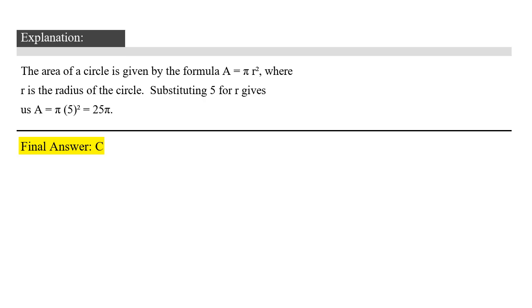The area of a circle is given by the formula A = πr², where r is the radius of the circle. Substituting 5 for r gives us A = π(5)² = 25π.